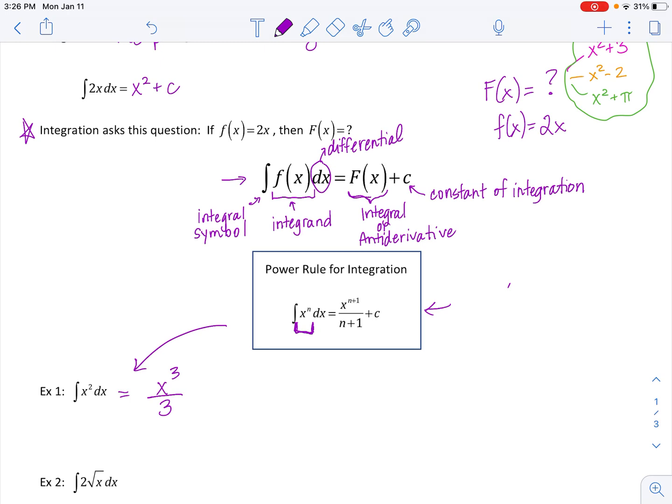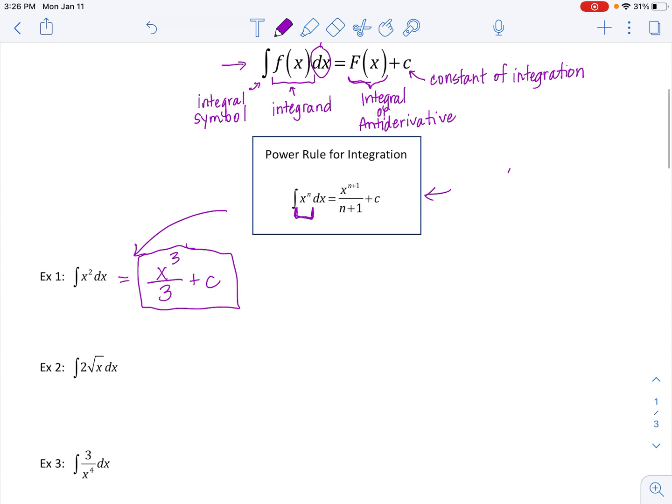Remember when I asked you the integral of x squared? That's a very different question than the integral of 2x. We apply the power rule, and then we tack plus c on the end. So that's how integration works. We just found our first answer. Again, highlighting here, the only things that change are the power and then the denominator.